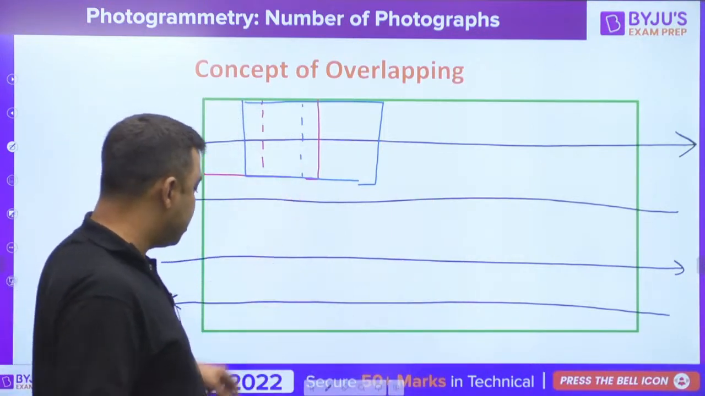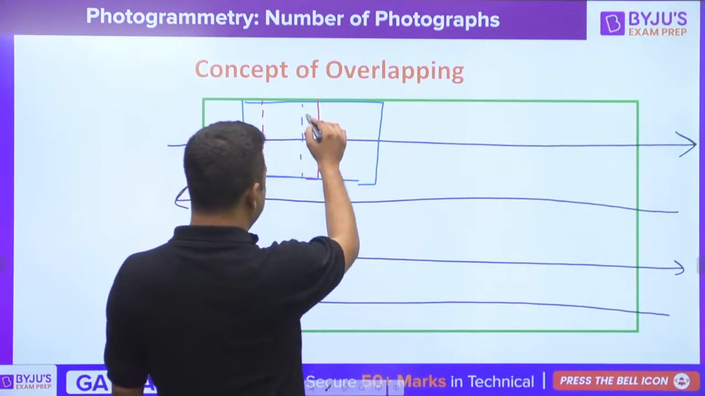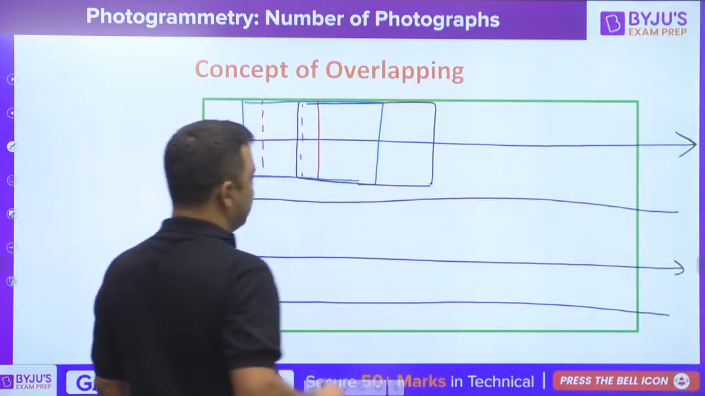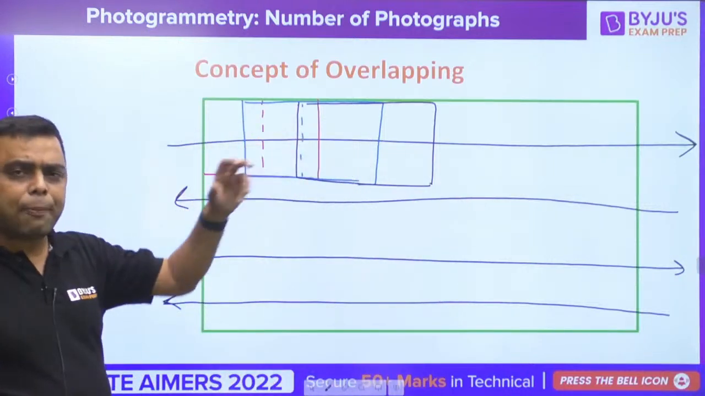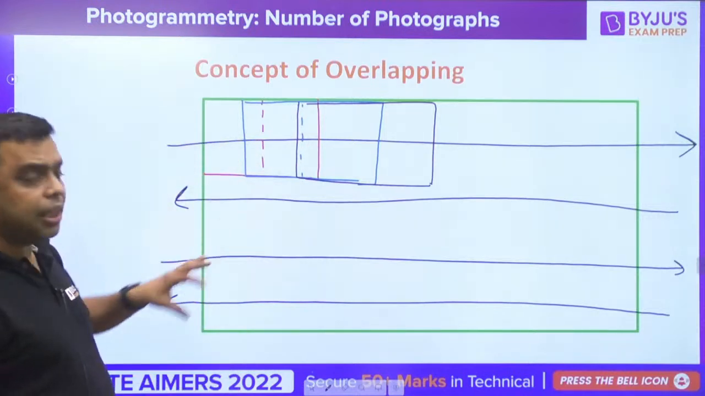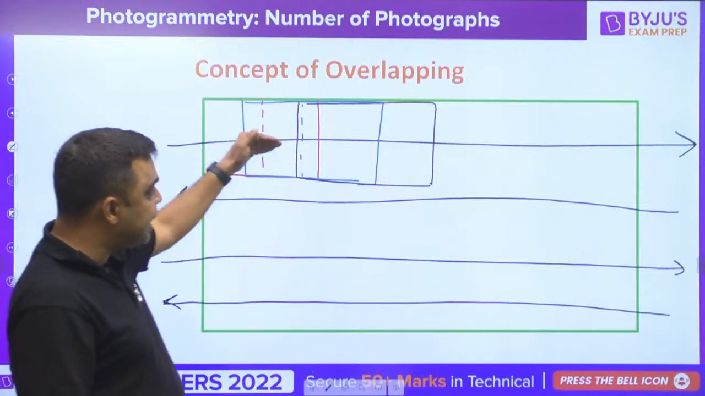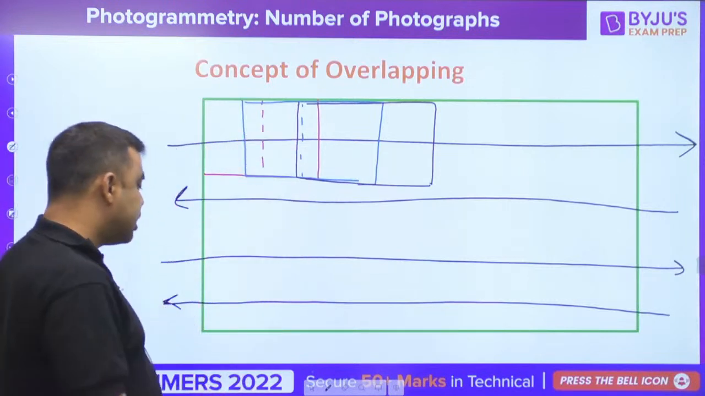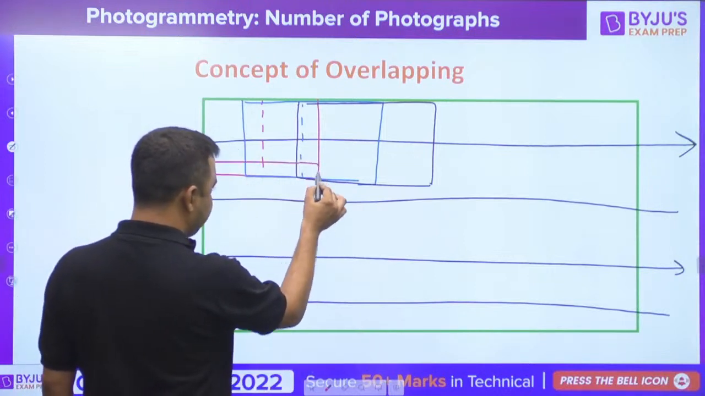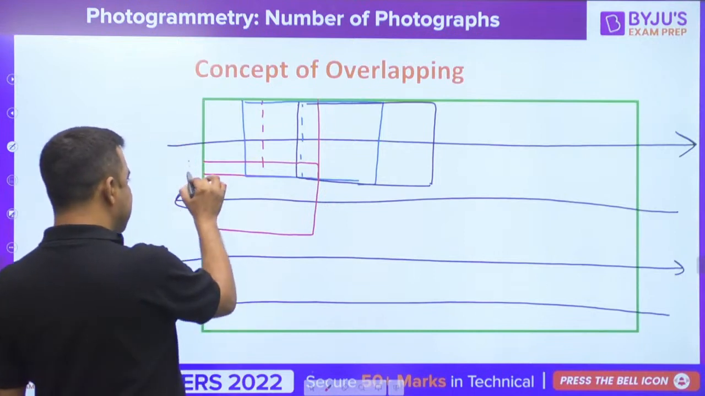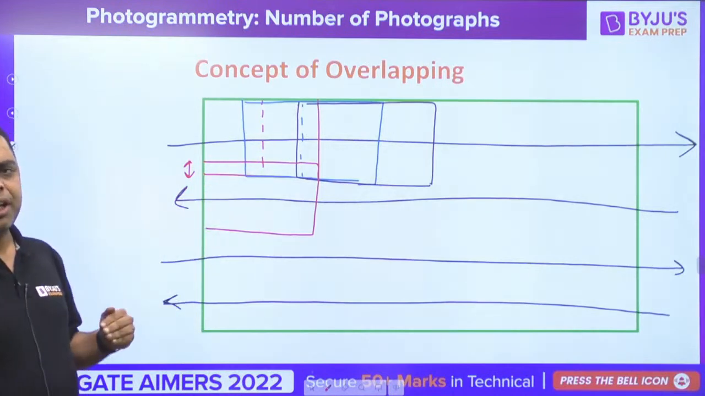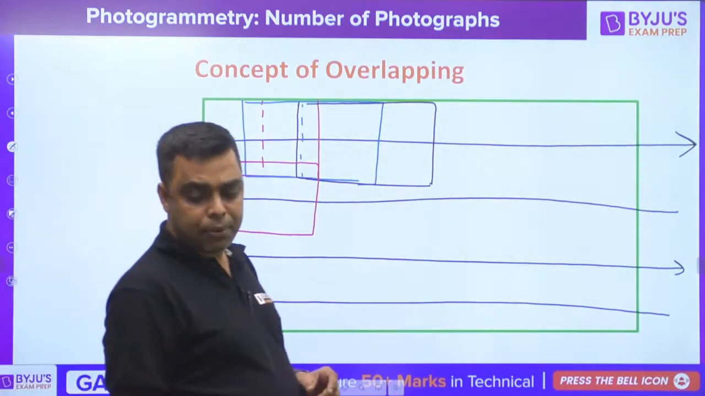I'll explain further. When we take further one more photograph, then we try to overlap these photographs again like this. Right? So like this we do the overlapping in the direction of flight line, and that is called as longitudinal overlap. Similarly, we also do the overlapping in the direction perpendicular to the flight line. That is basically like this. Basically this one. Right? So this overlap I have also done. I have also overlapped in the sideways direction, and this is called as lateral overlap.